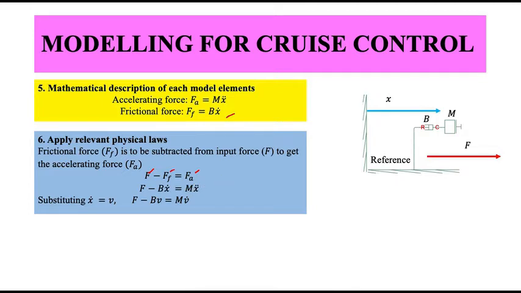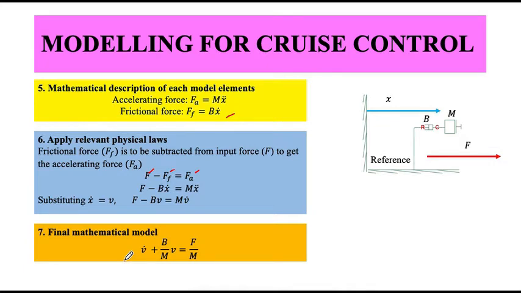Or the final mathematical model will look like this: m dv/dt plus b v equals F, that is, dv/dt plus b by m v equals F by m. Here we had displacement, then we converted it into velocity, and then the final mathematical model. It is a very simple model which captures the cruise control in a car, and this is a very simplified model but still gives some basic understanding of the dynamics of the system.